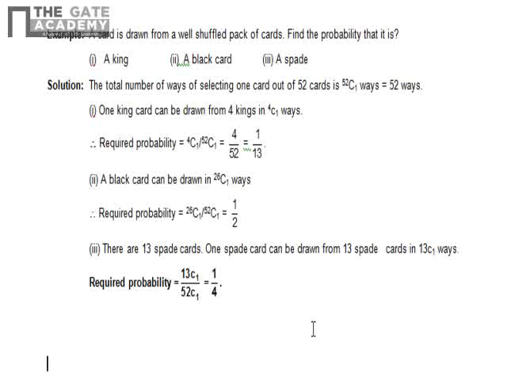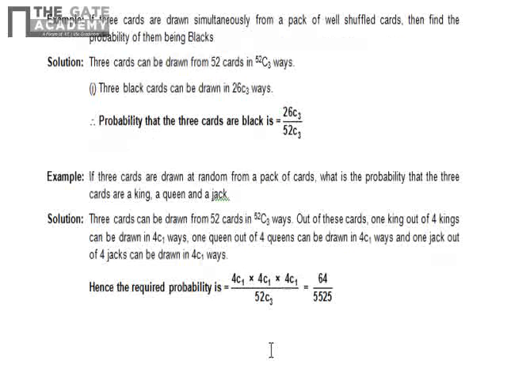You know, if a single card is drawn, the sample space will be 52. The first event is a king. You know the total number of kings is 4. So the required probability is 4C1 upon 52C1, the answer is 4 upon 52. For a black card, the total number of black cards is 26, so the required probability is 26C1 upon 52C1. Spade: there are 13 spade cards, so the required probability is 13C1 upon 52C1. It's very simple. Now we'll see some other examples.